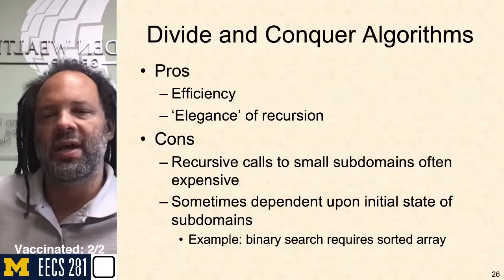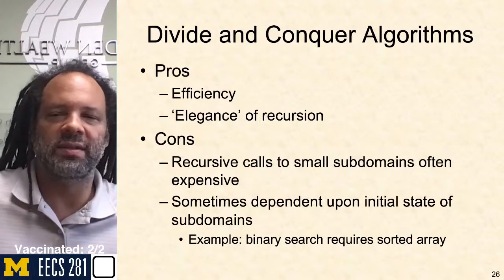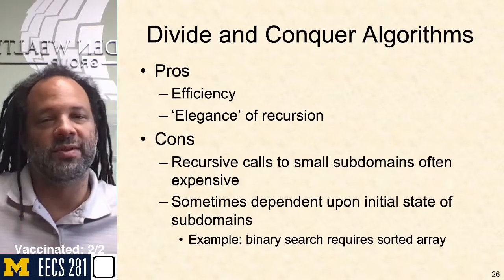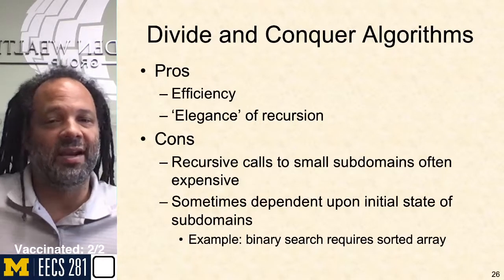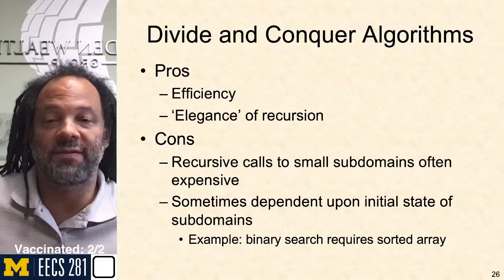And if you look into the literature, you'll find this as D and Q as opposed to D and C. I'm not sure why that is. It probably has something to do with some other language. But divide and conquer, or D and Q, those are algorithms that are usually pretty efficient.